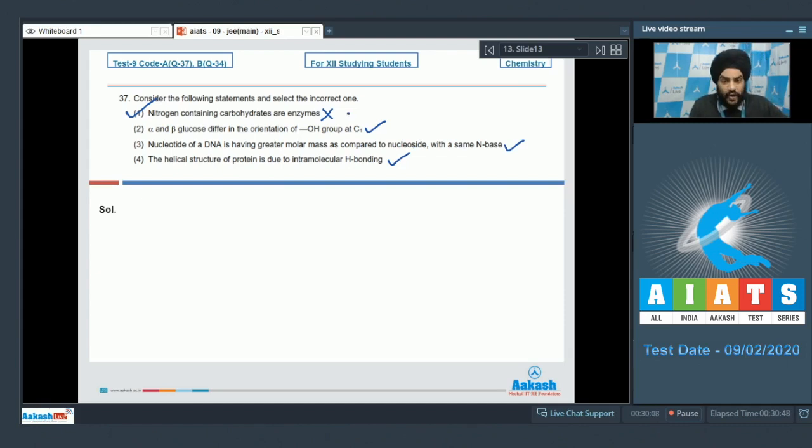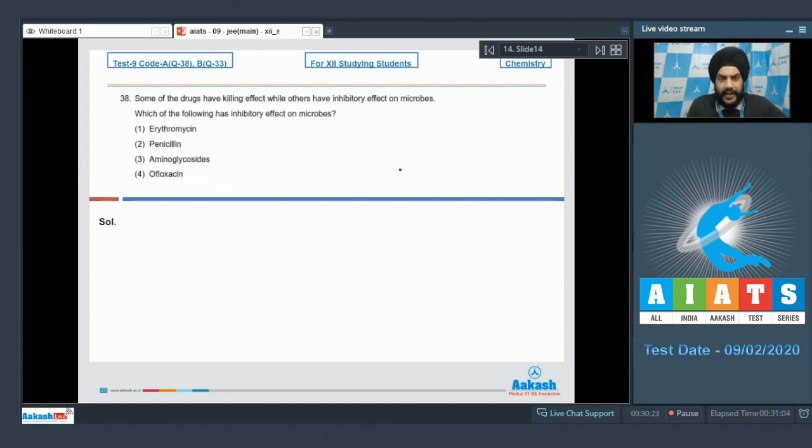So only the first statement was not correct, and for question number 37 we have to mark the correct answer as option 1. Let us look at the next question now. Question number 38. Some of the drugs have killing effect while others have inhibitory effect on microbes. Which of the following has inhibitory effect on microbes? If we look at the options which are given to us, students, we know that erythromycin is the one which has an inhibitory effect on the microbes. So for question number 38, we have to mark the correct answer as option 1. Let us look at the next question now.